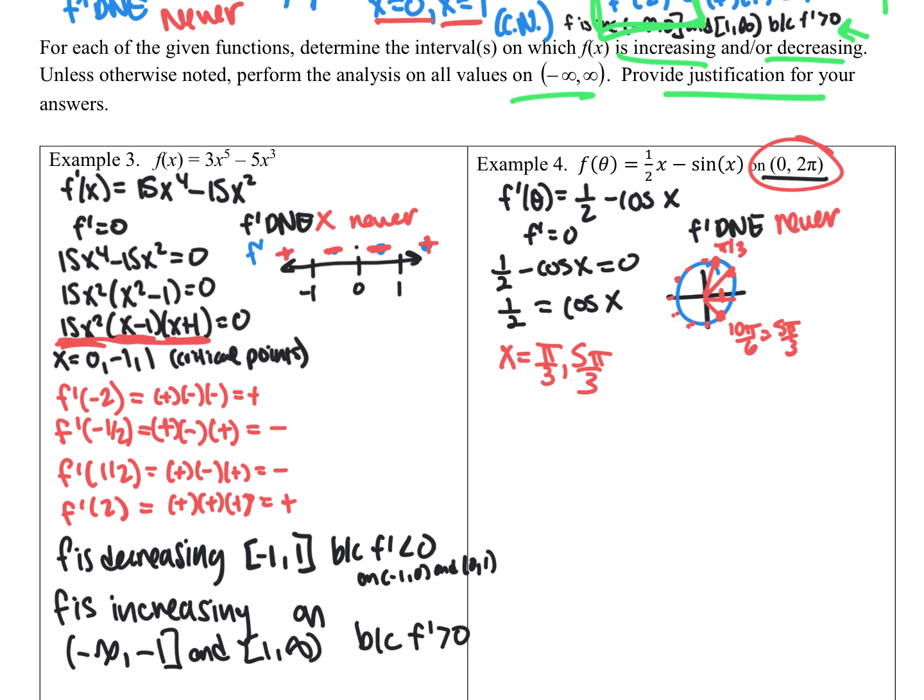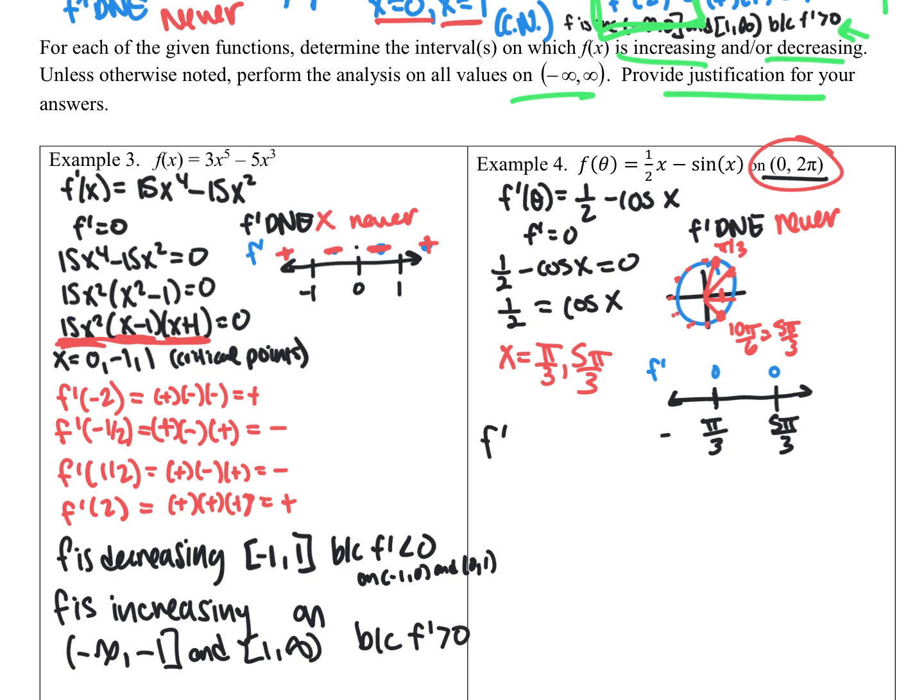Okay, and there's nowhere where the derivative does not exist, so now we just need to look at what intervals we need to test. So we need to test less than pi over 3, we need to test between pi over 3 and 5 pi over 3, and we need to test something greater than 5 pi over 3, because we know the derivative is 0 at both of these, and we need to test the intervals in between.